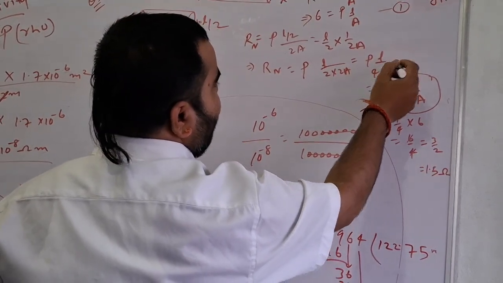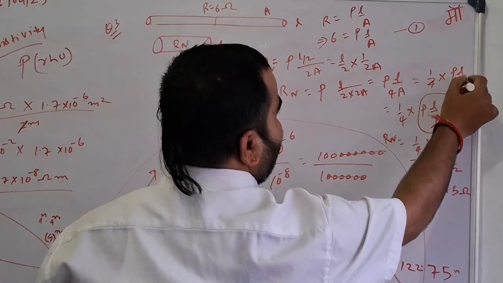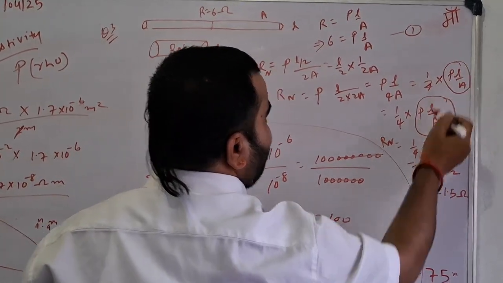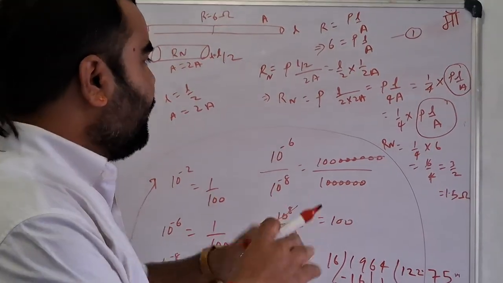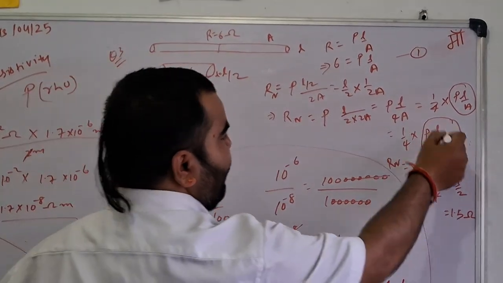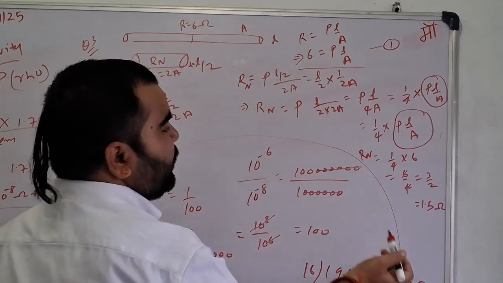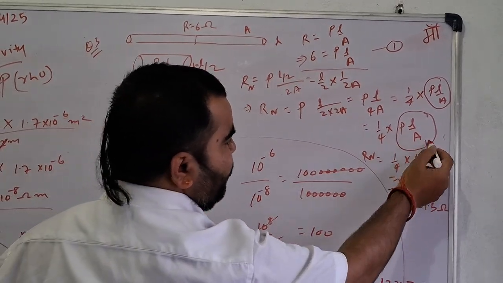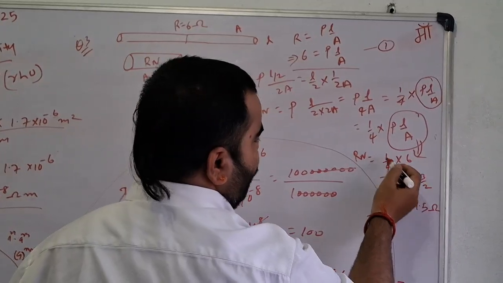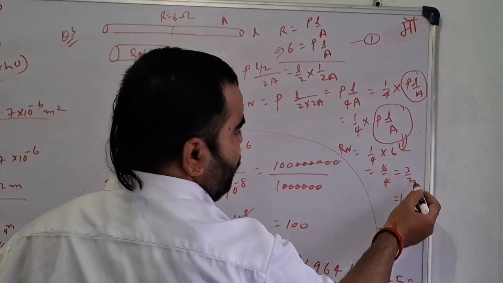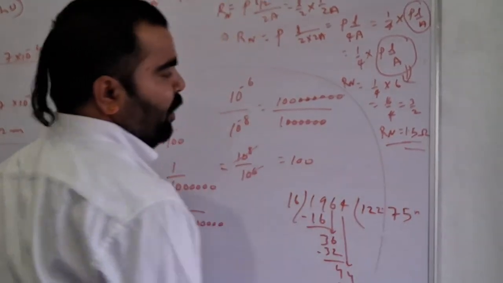हमने बस इसे अलग करके लिख लिया, 1 by 4 ऐसे लिख लिया and rho L by A ऐसे सेपरेट करके लिख सकते हैं. We have given no change, just write it in a format that we can get rho L by A. Now the value of rho L by A from equation 1 is 6. So we just put this value here, 6. Okay. Now 6 into 1, 6, 6 by 4, 3 by 2, 1.5. So new resistance is 1.5.